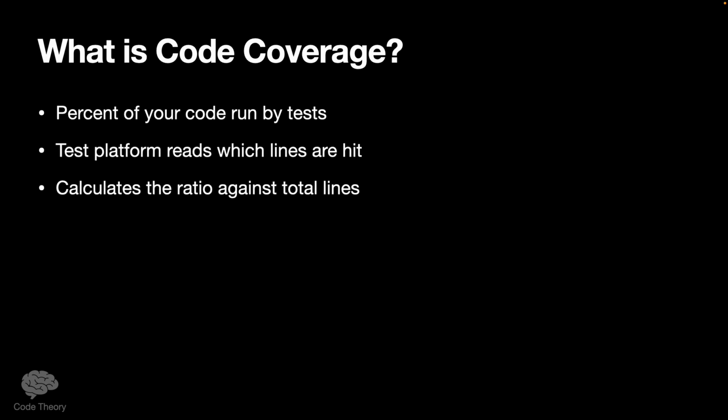Right, okay, I covered that. The test platform reads which lines are hit. It calculates the ratio against total lines. Yeah, it can be helpful, but here they would be monsters, right?